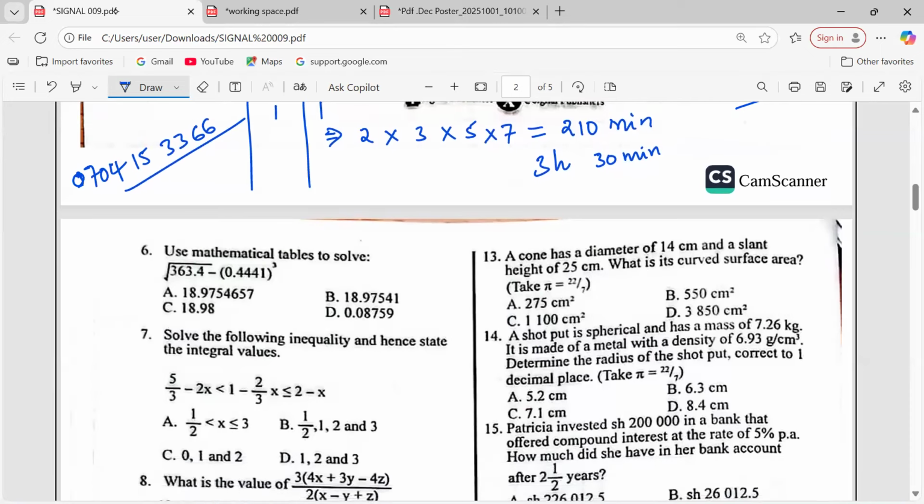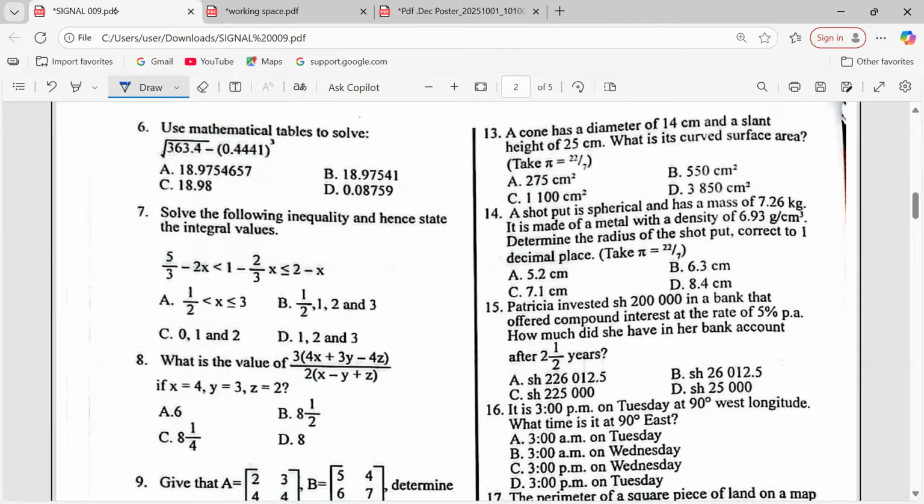Looking at number 6 now. You've been told to use mathematical tables to solve the square root of 363.4 minus the cube of 0.4441. No, not the cube root, but the cube. Yeah, that one has been raised to power 3. Maybe the power there is not very clear. But this is a power 3 on top there. This is a power 3, like that. So we're using mathematical tables to solve that.